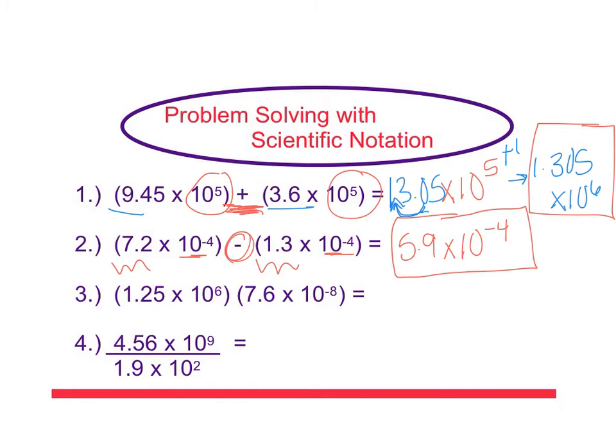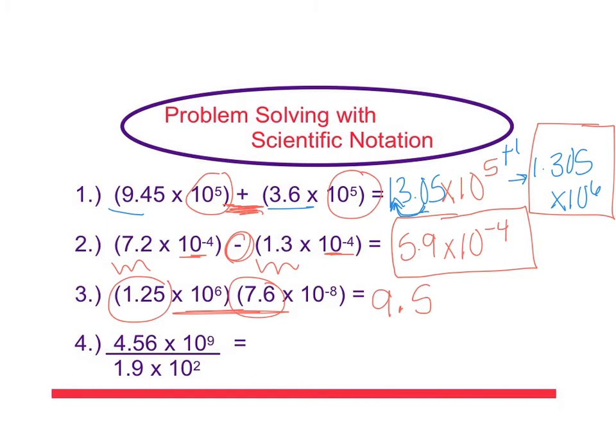Number 3, 1.25 times 10 to the 6th times 7.6 times 10 to the negative 8th. So remember, we have a different set of rules with a multiplication problem. The rules with multiplication say we multiply our 2 decimal numbers. So we multiply 7.6 times 1.25, and we get 9.5.